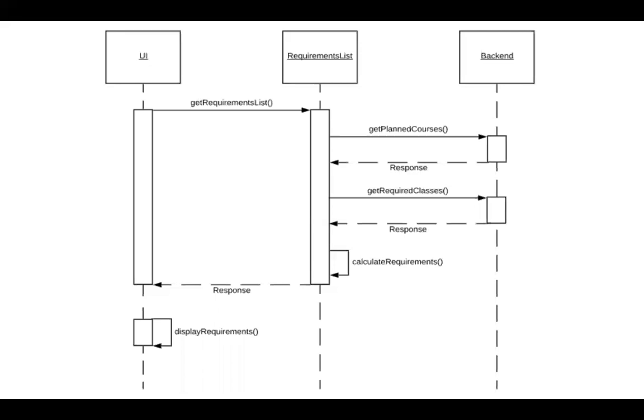And here's our UML sequence diagram for that interaction. First the UI will call get requirements list, which will get the requirements list. The requirements list will call get planned courses, which will get those courses from the backend, and also get required classes, which it will also call to get the classes from the backend. Once it has done those, it will calculate the requirements, send a response back to the UI, and then the UI will display the requirements. Next slide.